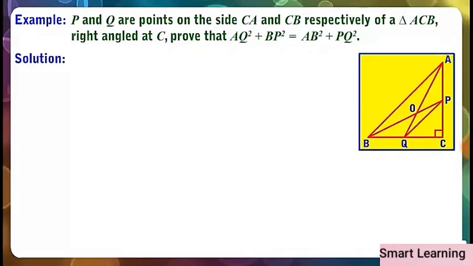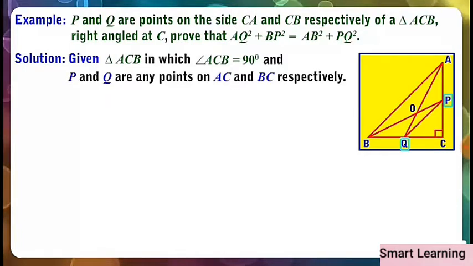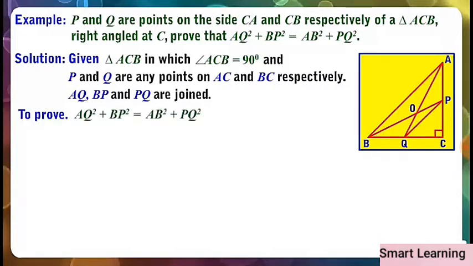Let's see the solution. Given a triangle ABC in which angle ACB is equal to 90 degrees and P and Q are any points on AC and BC respectively, AQ, BP and PQ are joined. We have to prove that AQ square plus BP square is equal to AB square plus PQ square.